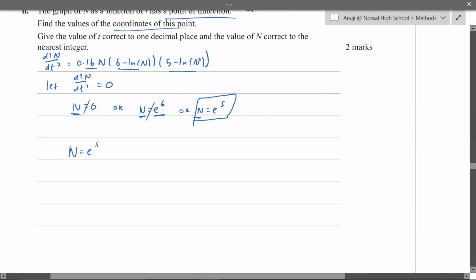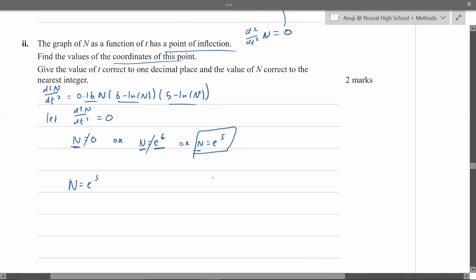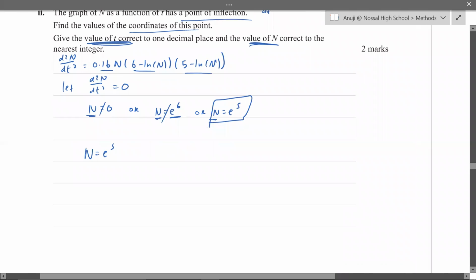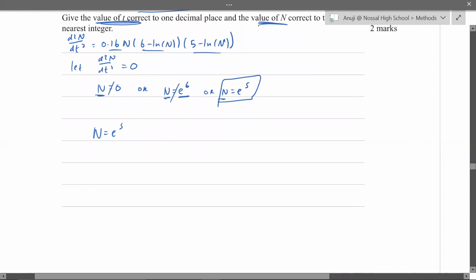So n equals e^5, but it's asking for a t value as well as an n value. So you have to use your initial equation, which is ln n equals 6 minus 3e^(-0.4t), and you just put that in here. You can use your CAS to do it, or you can do it by hand. It's not that complicated, but it is an extended decimal answer. So CAS is probably the best idea, and you just get t equals that.